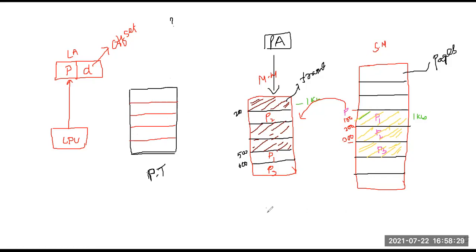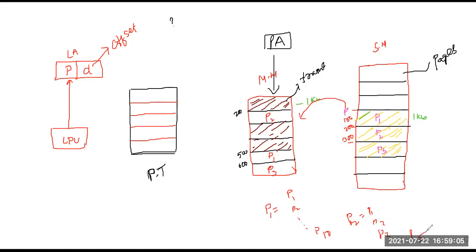Now suppose some process P1 requires 10 pages to store, P1, P2 up to P10. Then the number of entries will be 10. Suppose some process P2 has only 5 pages, P1, P2, P3 up to P5.